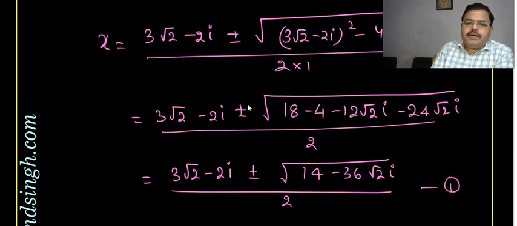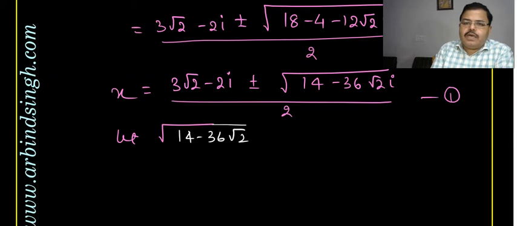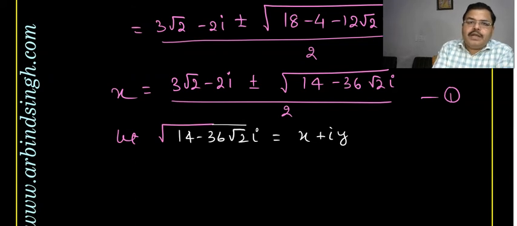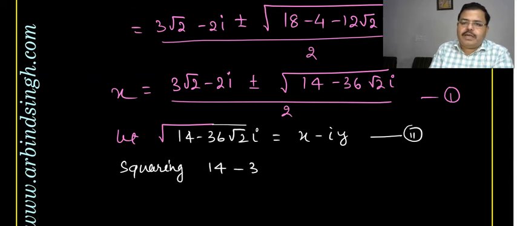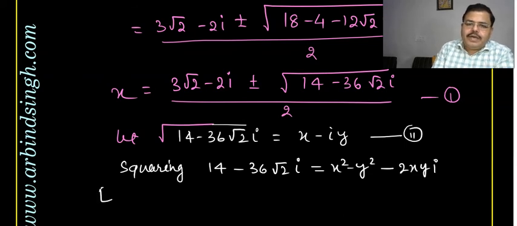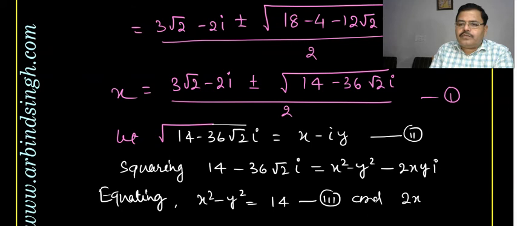This is equation 1. Now again we have to go through this square root of 14 minus 36 root 2 iota. Now we will write here, let square root of 14 minus 36 root 2 iota be equal to x minus iota y, x minus, because the imaginary part is negative. So I am taking x minus. Second equation, and we will write here, squaring, again the same process will be there. It will be 14 minus 36 root 2 iota is equal to x square minus y square minus 2xy iota. On equating, we have x square minus y square is equal to 14. This is the third equation, and 2xy is equal to 36 root 2. This is the fourth equation.